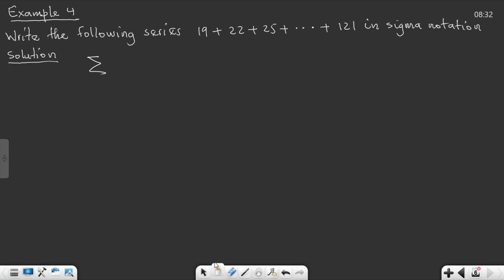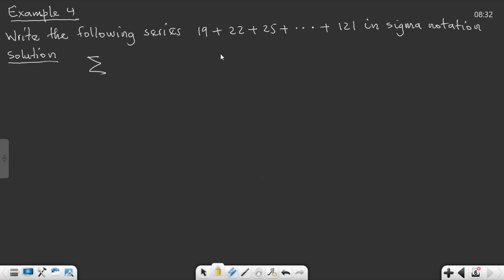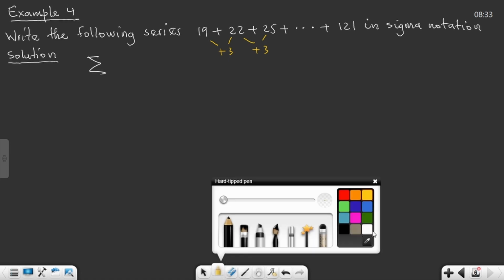Okay, before we can find the general term, we need to identify which type of a series we are dealing with. Let's check, is this a geometric series or an arithmetic series? If we try to see if it is an arithmetic series, what we do is to take 22 minus 19, it will give you 3. And if you take 25 minus 22, it will give you 3. So I can see there is a common difference of 3. 3 is added from the previous terms to get the next term.